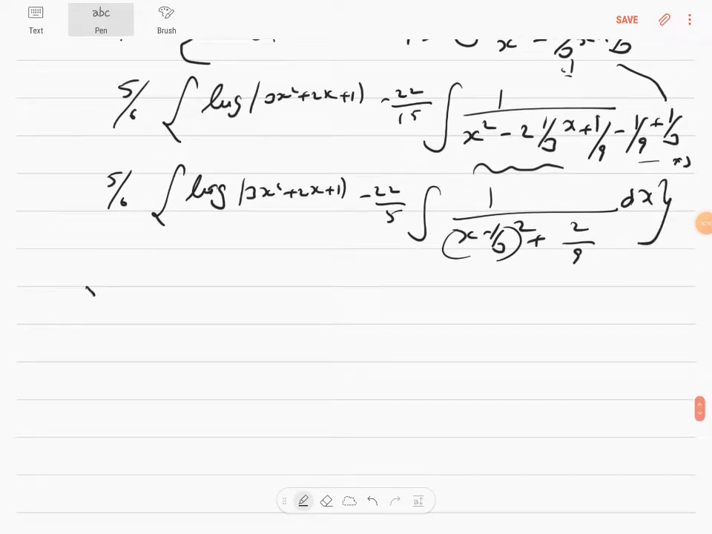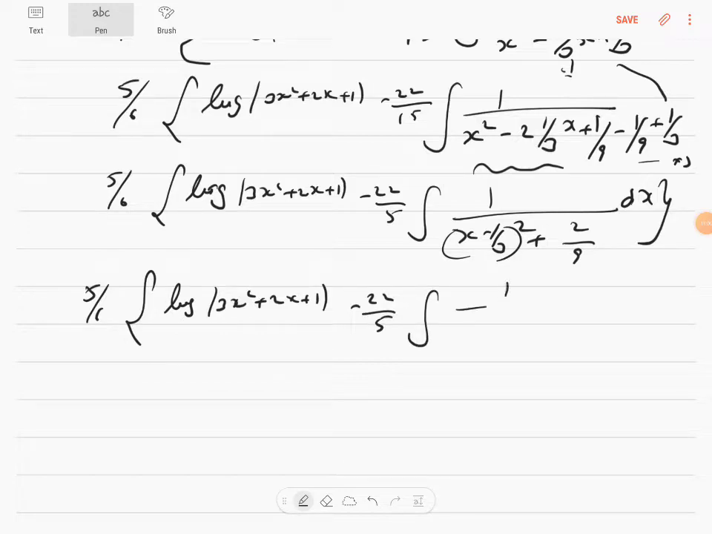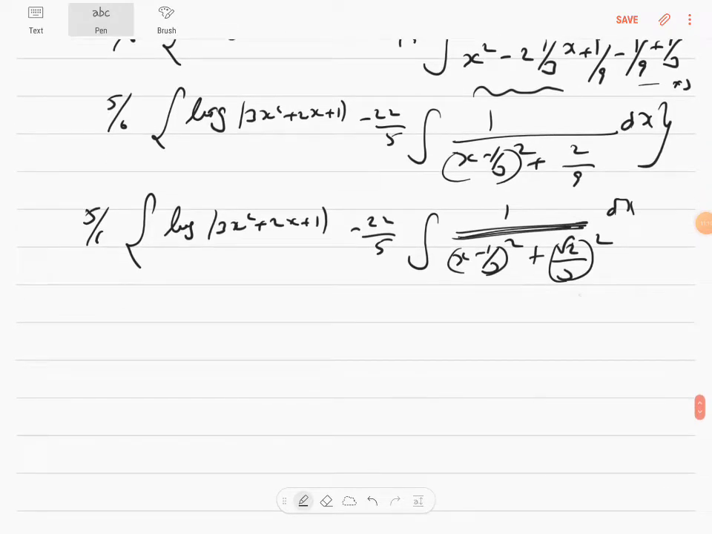So then it's 5 by 6 into log of mod of 3x square plus 2x plus 1 minus 22 by 5 into, this is like 1 by x minus 1 by 3 the whole square plus root 2 by 3 the whole square. There is no root here, sorry. So it's 1 by x square plus a square, which is 1 by a tan inverse of x by a.